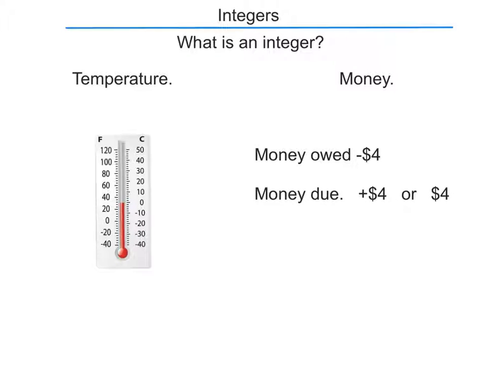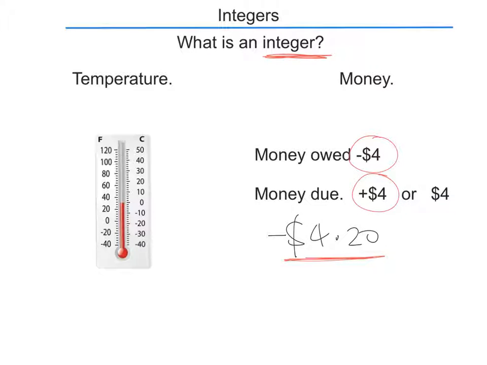It's possible to have negative and positive fractional numbers. For example, if I owed $4.20, I can write it like this. However, an integer is always a positive or negative whole number. So while integers can be positive and negative, and you can have fractions that are positive and negative, integers have to be whole numbers. So integers can be -4 or +4, but an integer can't be 4.2.